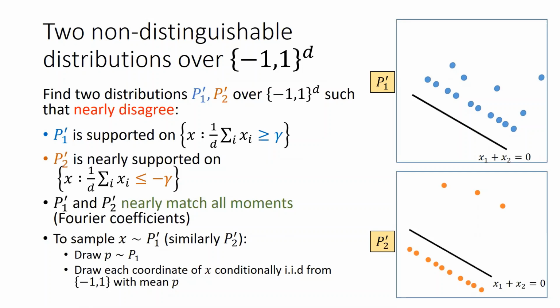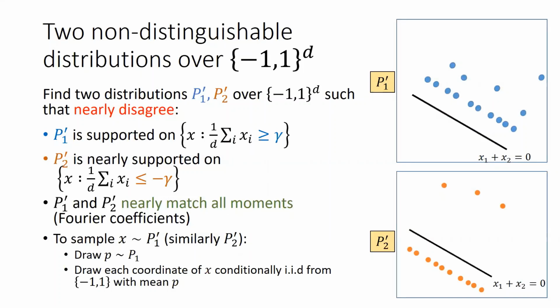So first, they have nearly disjoint support. As you can see, the blue distribution is supported on points that are right of the hyperplane drawn on the right, while the orange distribution is nearly supported on points left of this hyperplane. And in particular, the blue points will have the average of their coordinates at least gamma, while the orange points will have the average at most minus gamma. And the second property is indistinguishability. And this means that these distributions will nearly match their monomial moments.